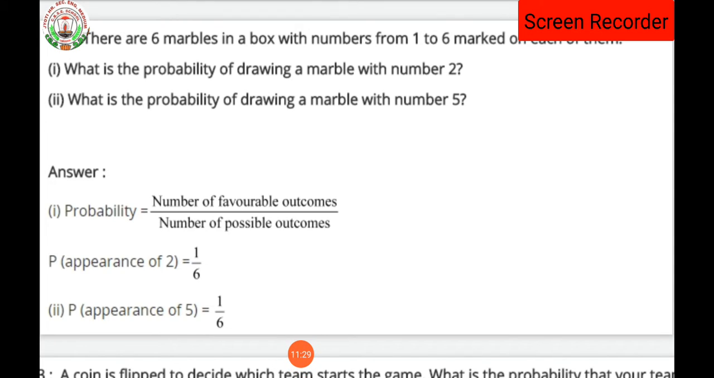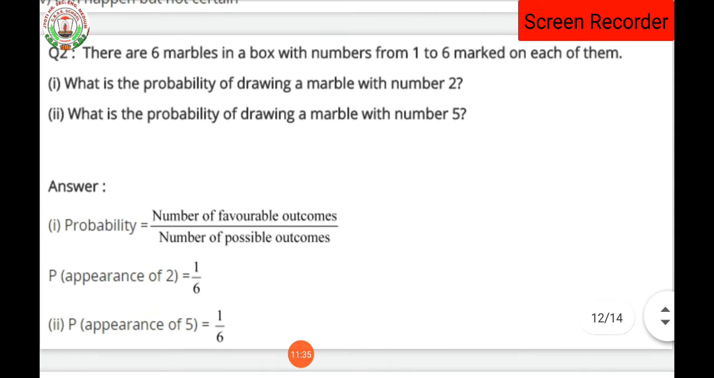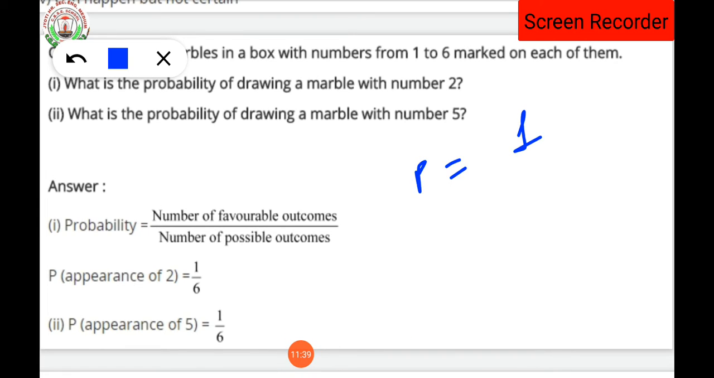Next we are having the appearance of 5. So how many marbles are there with number 5? That is only one marble, isn't it? So there is also one marble with number 5, and the total number of marbles is 6. So what is the probability of drawing a marble with number 5? That is 1 by 6.